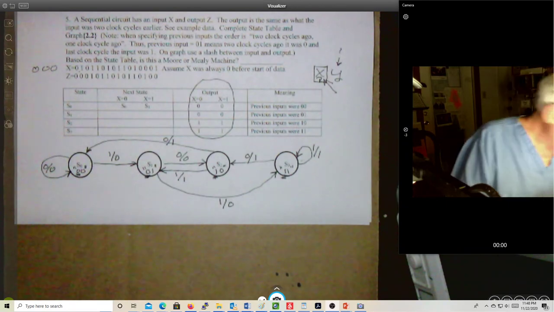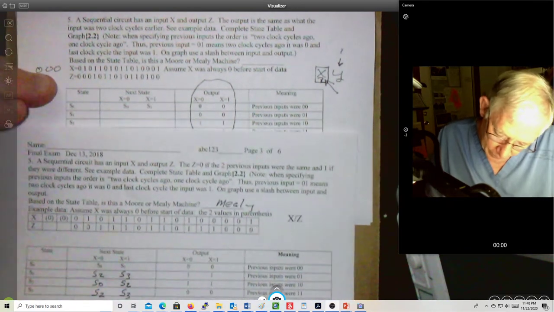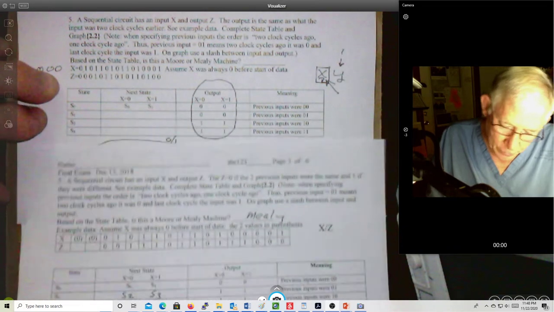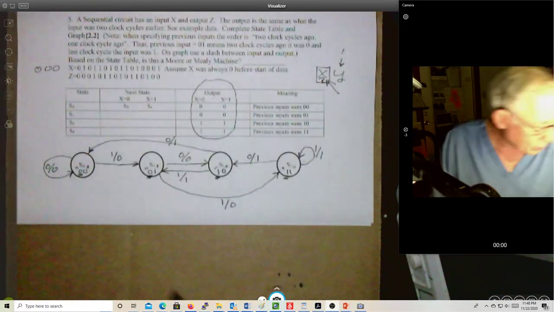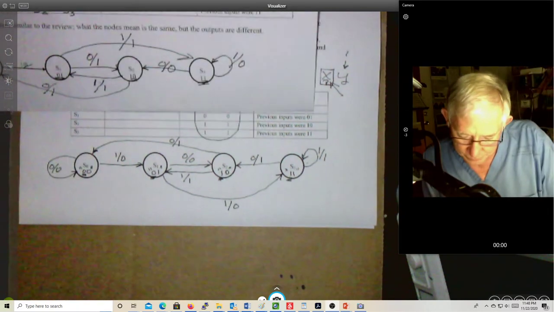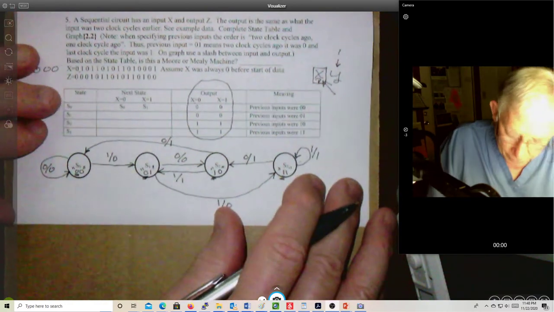I'm pretty sure that wasn't the same as this one, right? This one was just, if the two previous inputs were the same, it was a different problem, but the graph is strikingly similar. So that might be a good one to keep in mind. You might see one of these.